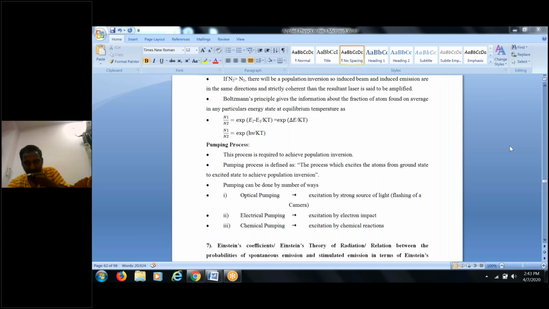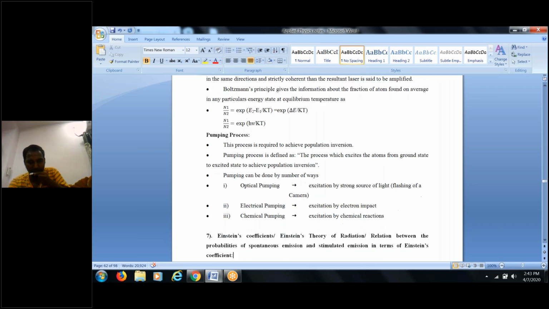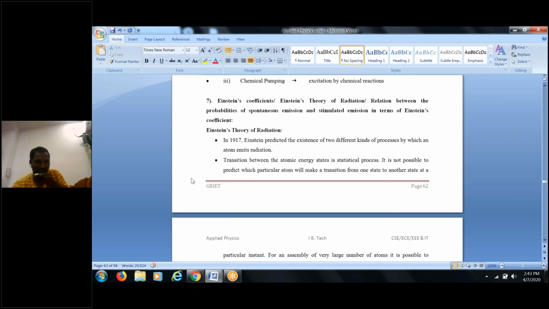Okay, I'm going to the next topic, which is very, very important, because observe the name of the scientist involved in this topic. See, Einstein. You know the importance of Einstein. At least you can recognize that several inventions were made by the scientist Einstein. Even in lasers, his contribution is there.